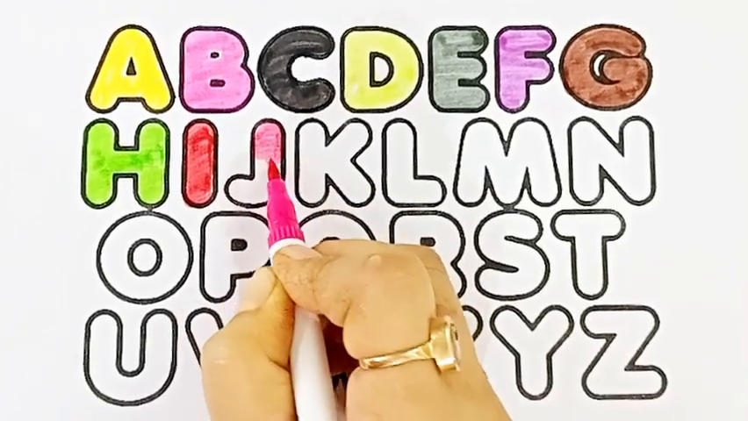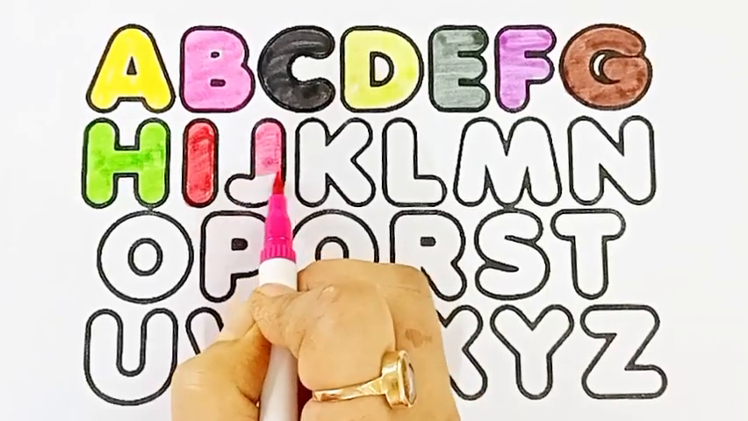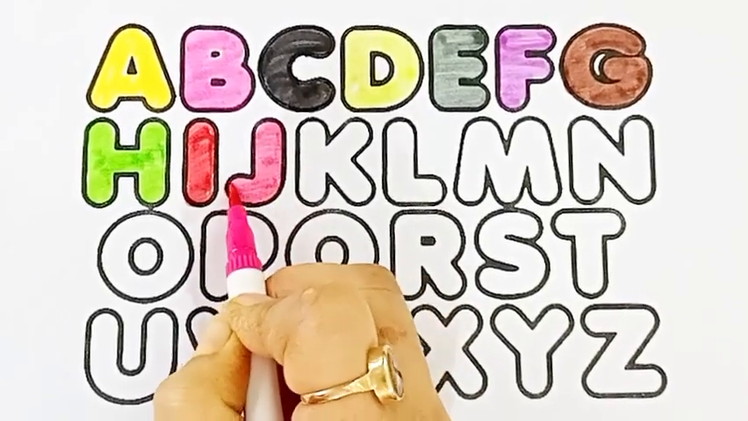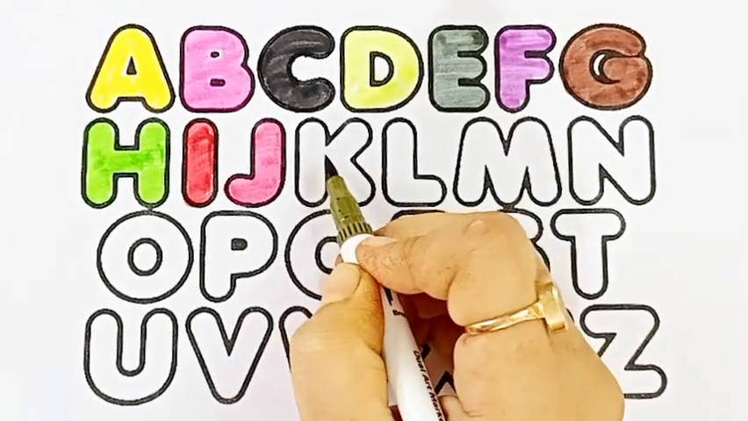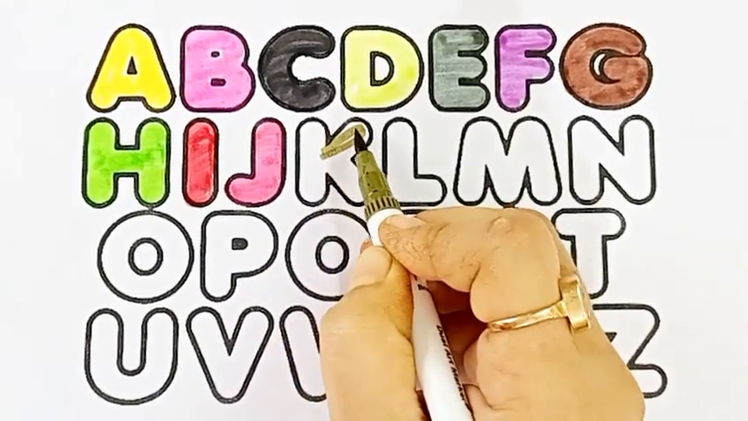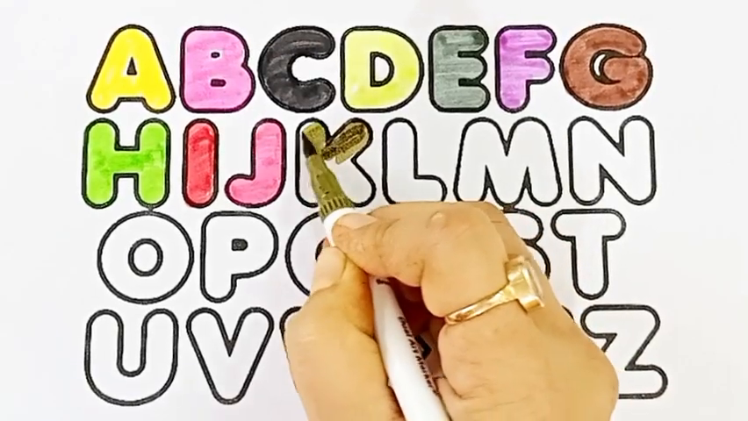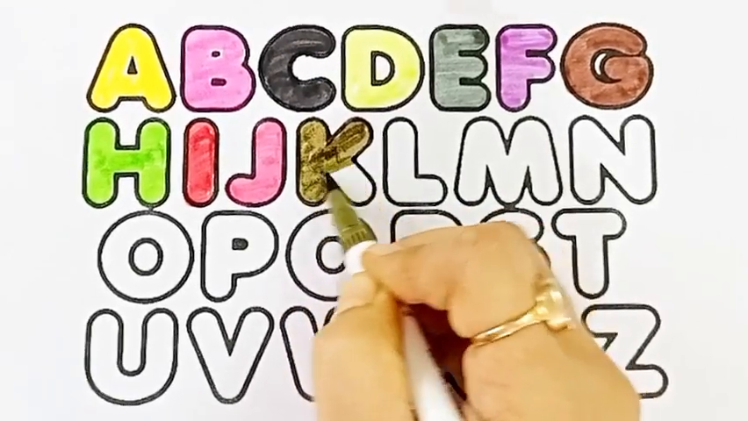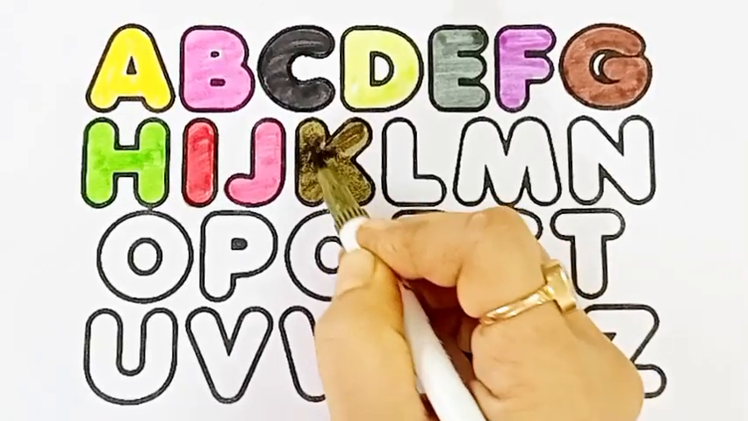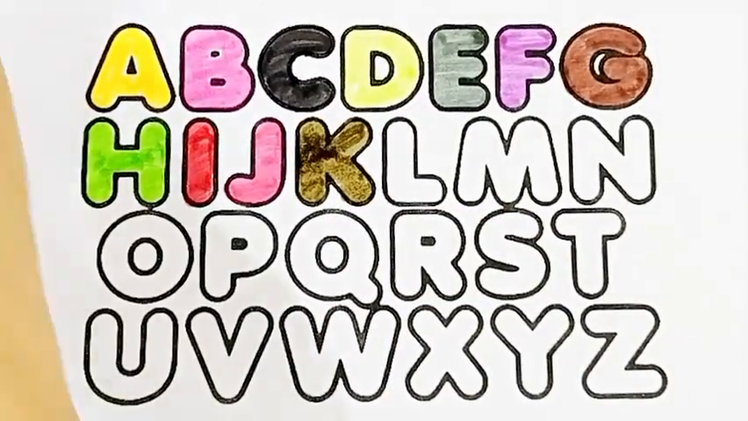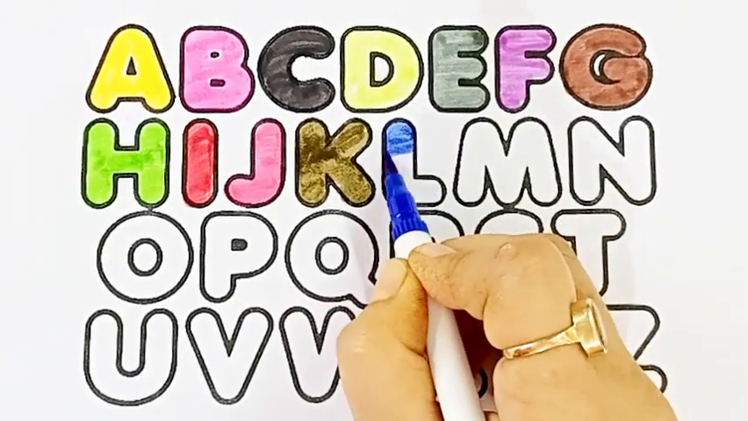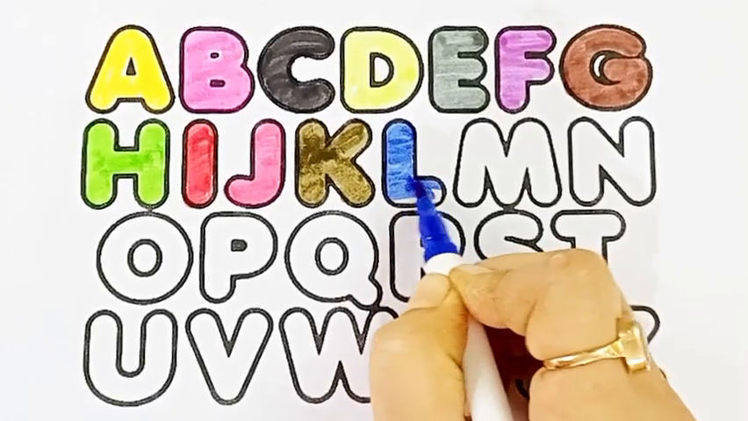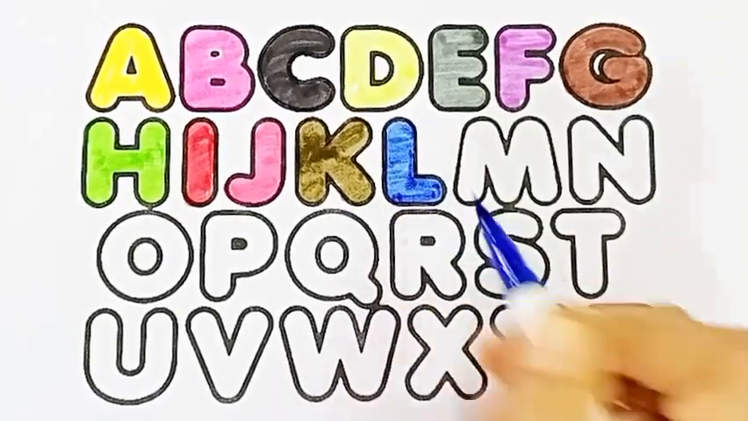Pink color. J for jellyfish. Dark pink color. Olive green color. K for kiwi. Dark blue color. L for lemon.